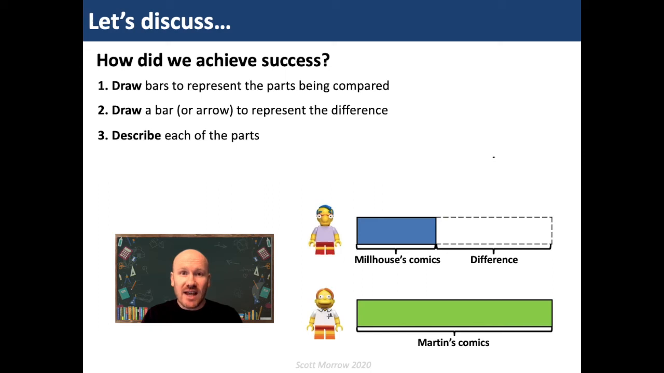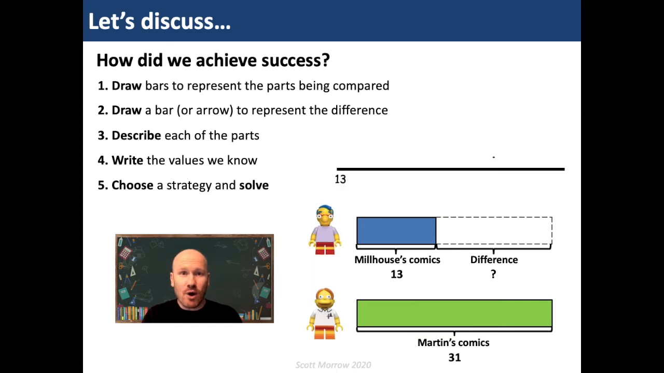After that, we can then write the values that we know. And in this case, we knew that Millhouse had 13 comics, Martin had 31 comics, and it was the difference that we were looking for. Now that we've analysed that problem, we can then choose a strategy to solve it. And in this instance, we counted on. We started at the 13 comics that Millhouse had, and we counted on to the 31 comics that Martin had.